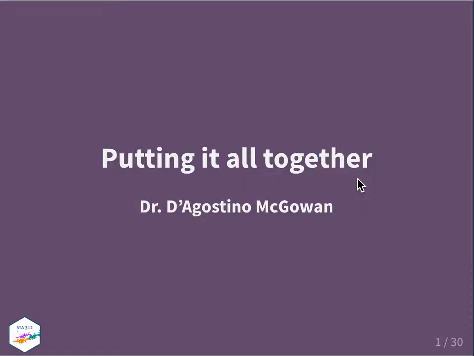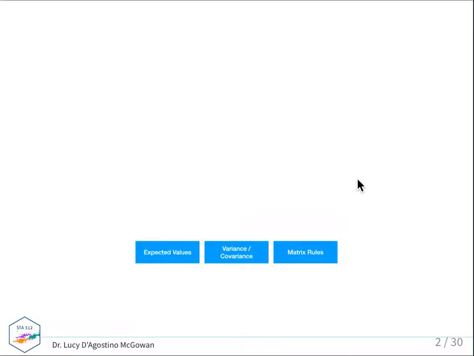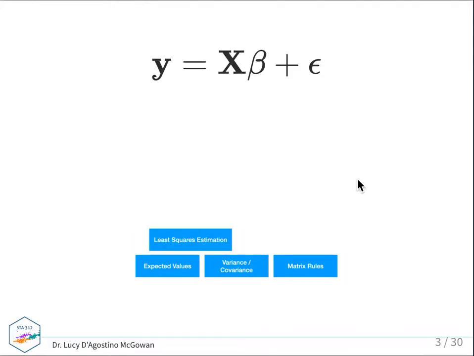All right, let's put it all together, everything we've learned so far this semester as a quick wrap up. At the beginning of class, we spent a lot of time on the theoretical concepts. We learned about expected value, variance, covariance, and matrix rules. And this helped us derive least squares estimation, which was the main focus of this class, where we've got some outcome, y, we have some predictors, x, and we're trying to come up with coefficients that describe the relationship between x and y.